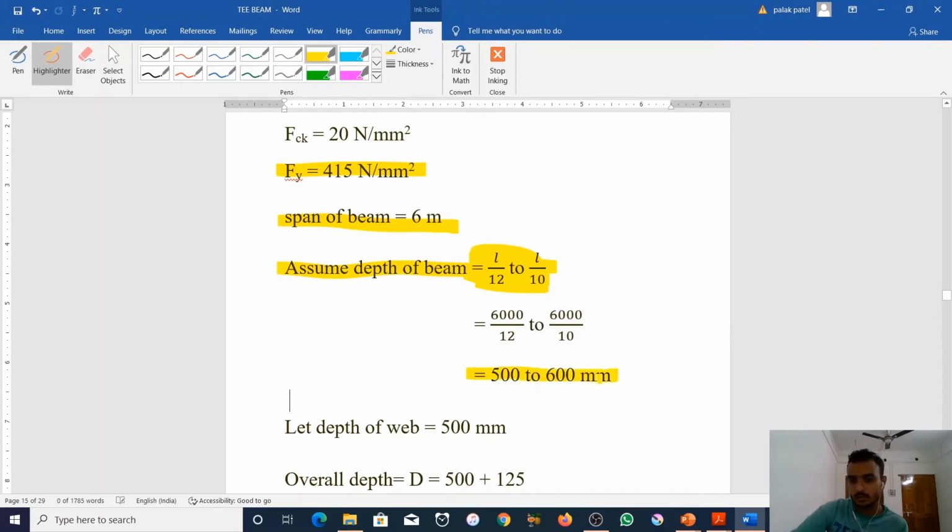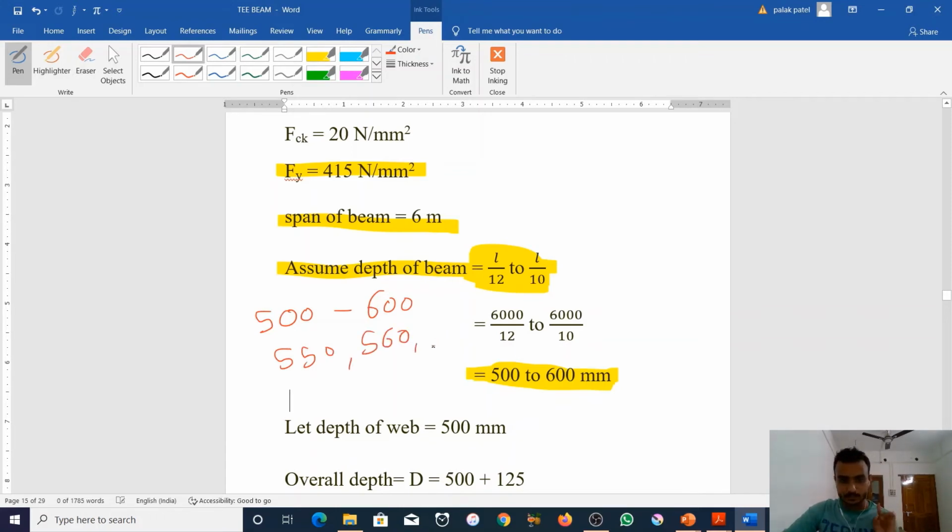So we get the value 500 to 600. By this equation we can say that if you want to design a beam, your depth of beam is between 500 and 600. So I can take 550, I can take 560, 570, I can take any value.